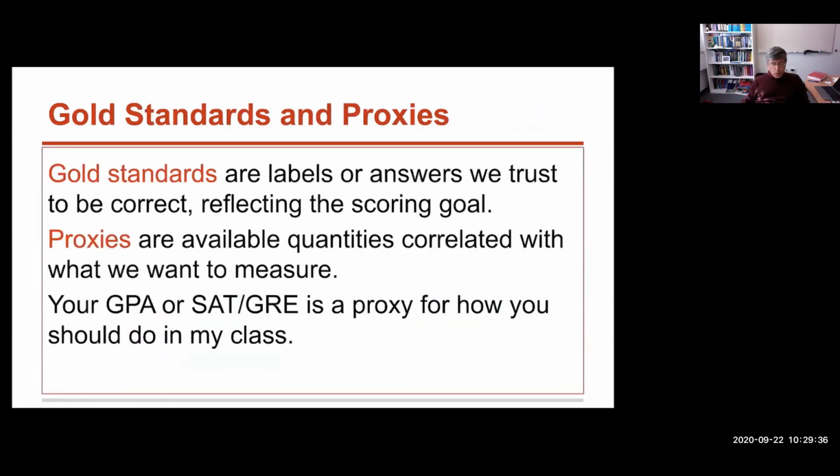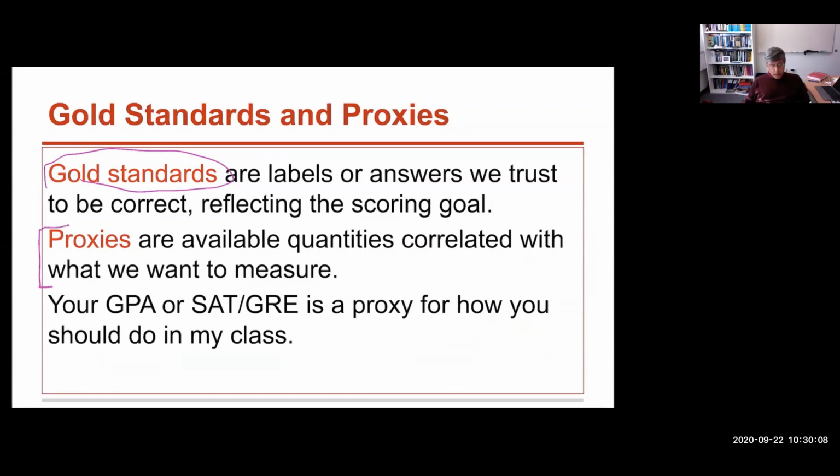So this question of living in a data world without a gold standard is an important thing to recognize. Again, I think of a gold standard as being a label that is assumed or trusted to be correct. This is a human annotation. This is what you want to predict. What I claim are proxies.